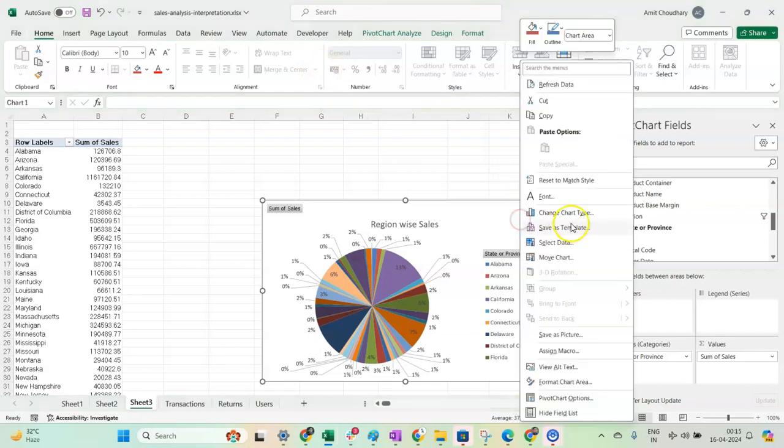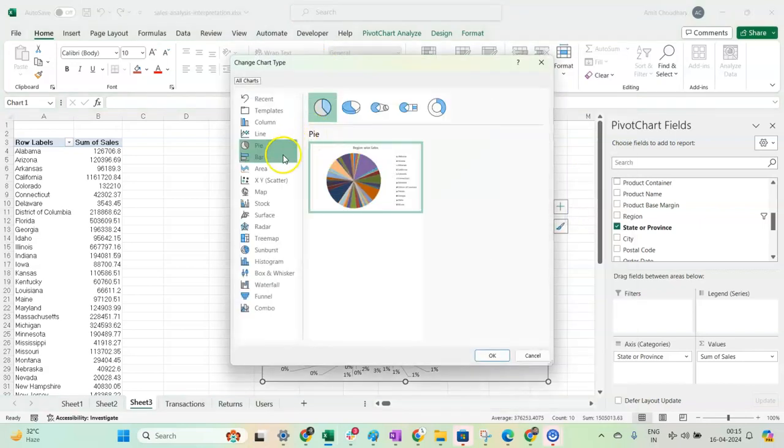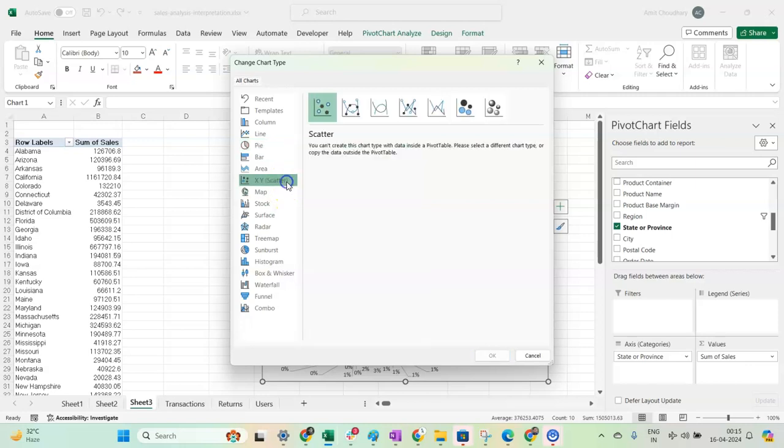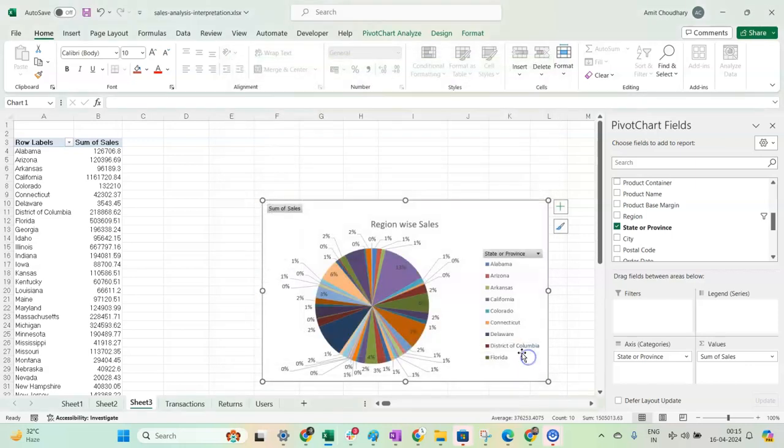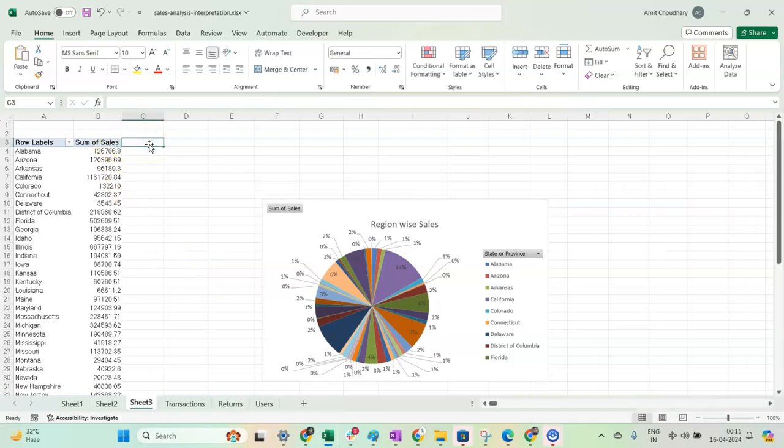What other kind of charts do you have? You can use area chart, XYZ. Scatter plot is only used when you are comparing two different measures, so sales versus, suppose, your square feet price, right? That is something which helps us understand when we're trying to find correlation between two columns.